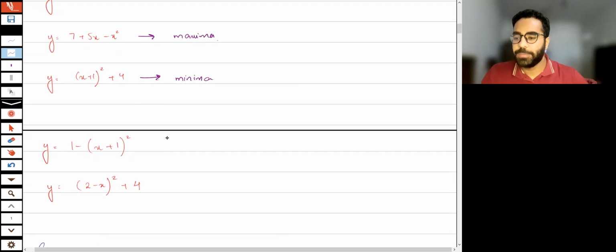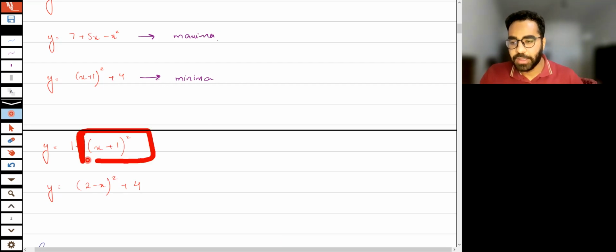Okay, these two as well, have a look at them. If I expand this, because x plus 1 whole square, we're only talking about this part, I'm going to get the coefficient of x squared as positive 1. But that positive 1 is going to get multiplied by negative to get a maxima. So my coefficient of x squared will be negative, and I'm going to get a maxima.